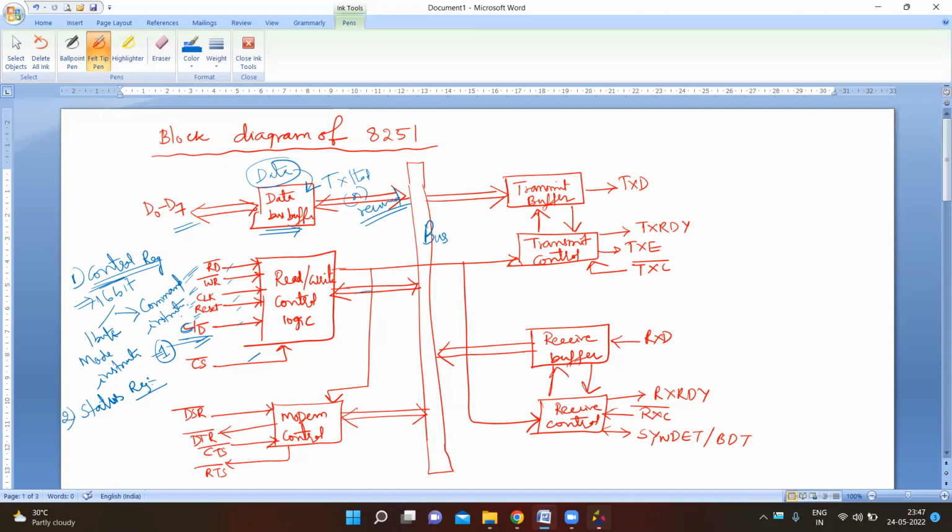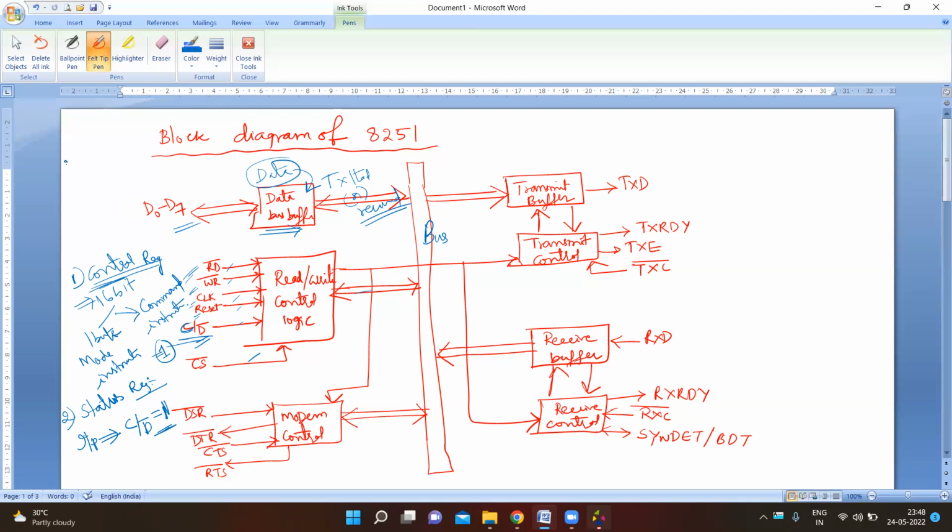This register is addressed as an input port when the C/D bar pin is high, that is, when it is 1. The control register can be used as an output port when the C/D bar pin is 1, and the status register is used as an input port. It has the same port address as the control register. The port addresses of the control register and status register are both the same.